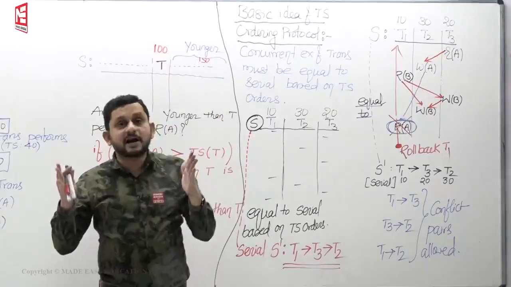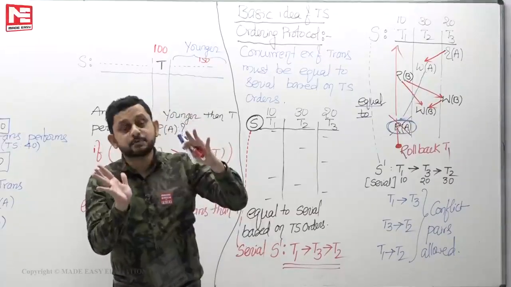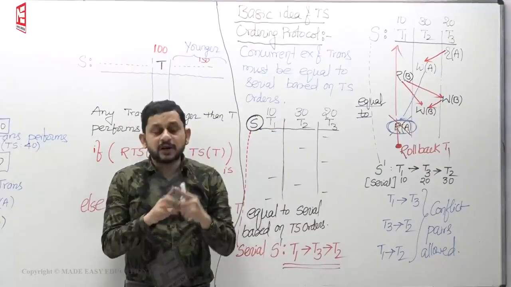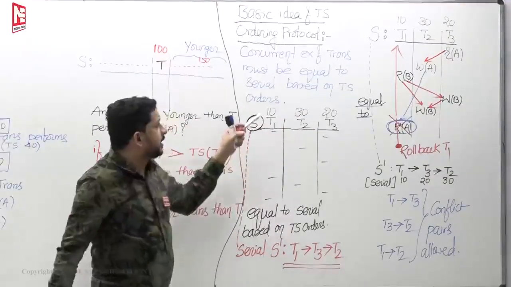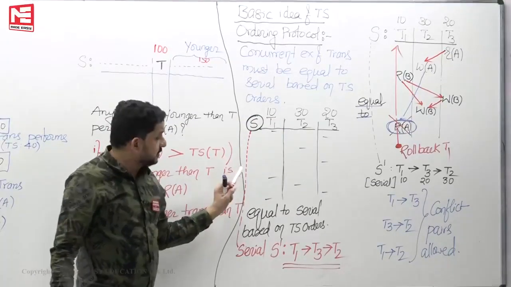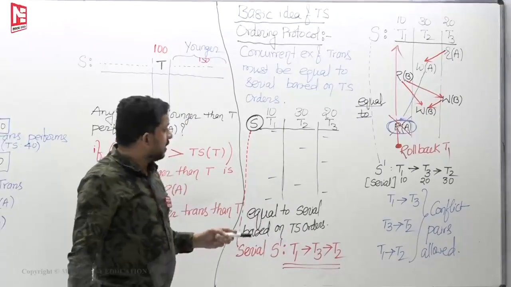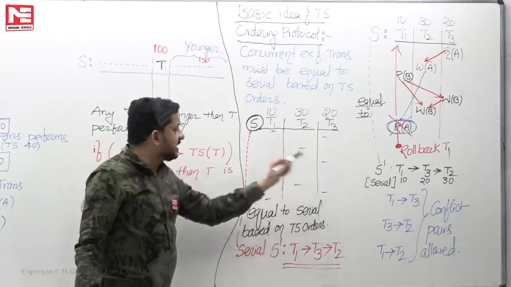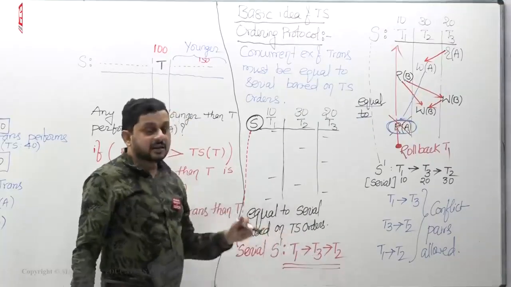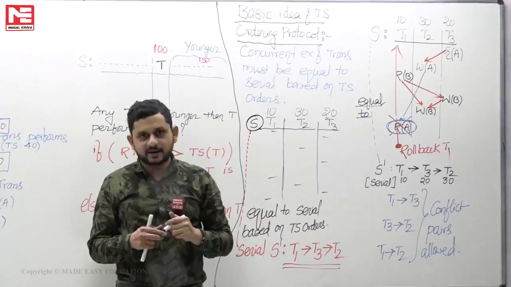If some schedule is successfully executed by a timestamp ordering protocol, it means that the schedule's result must be equal to the serial based on timestamp order. If, because of either a read request or a write request, the schedule fails the equality condition to the serial, the corresponding read or write is not allowed, and the related transaction gets rolled back.